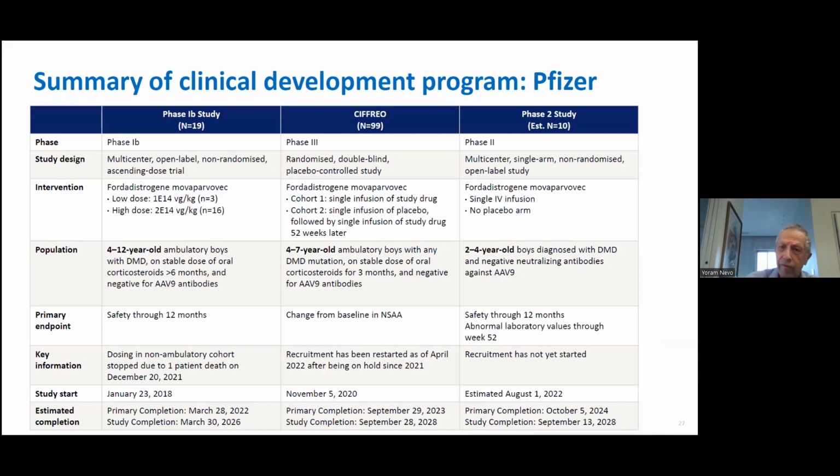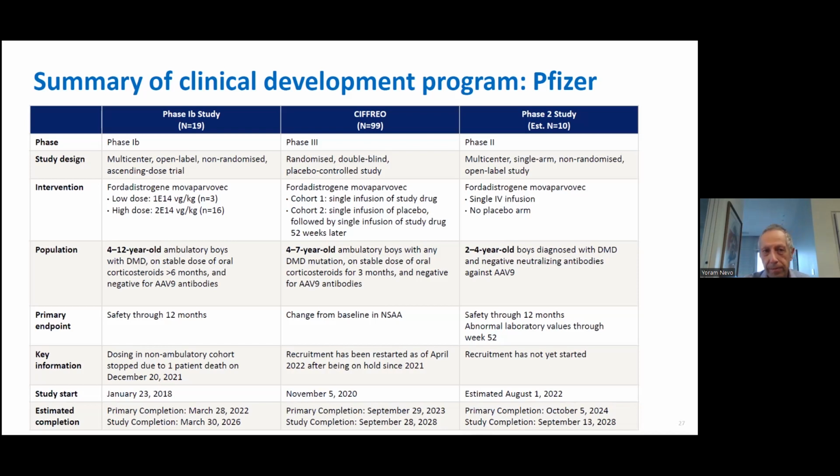So we move from Sarepta to Pfizer, and Pfizer actually had 3 trials. For the third one, there are no results yet, it just started. This is treating very young children, aged 2 to 4, while the phase 1 study was 4 to 12 years old, for safety, and the phase 3 study is 4 to 7.